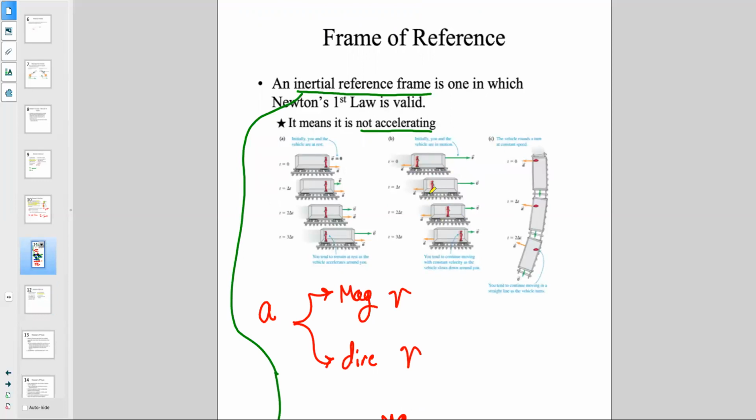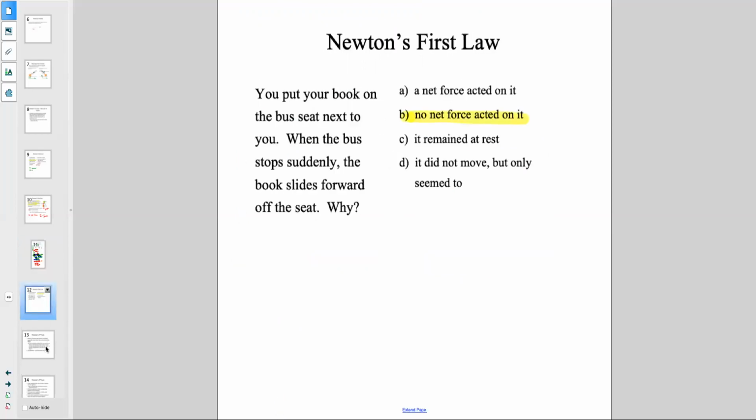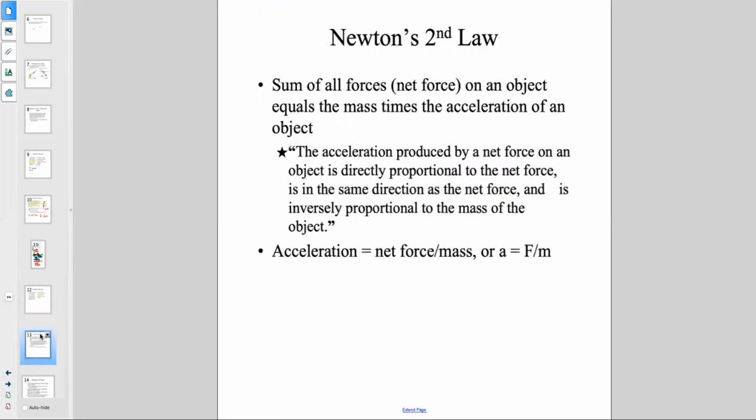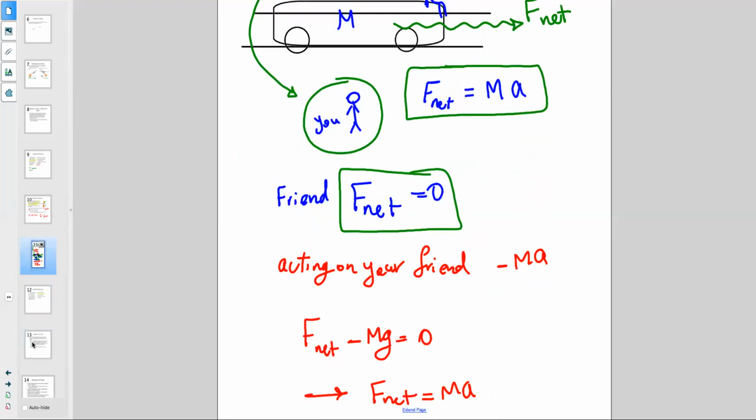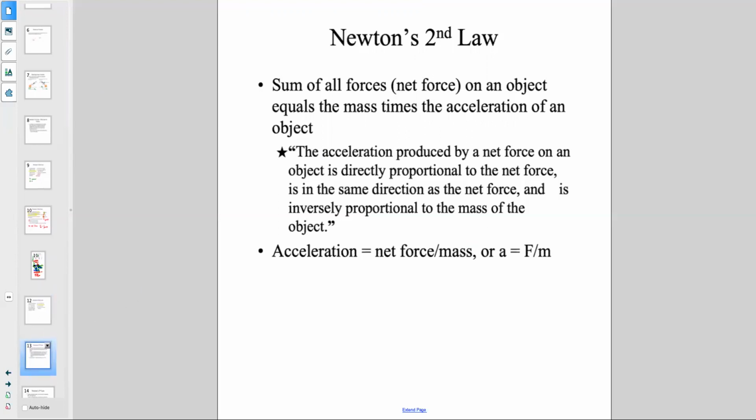Okay, a train is stopping, but you are moving with the same type of velocity forward. It's exactly the same problem. Newton's second law, okay? And we already talked a little bit about it, but let's take a look at it now.